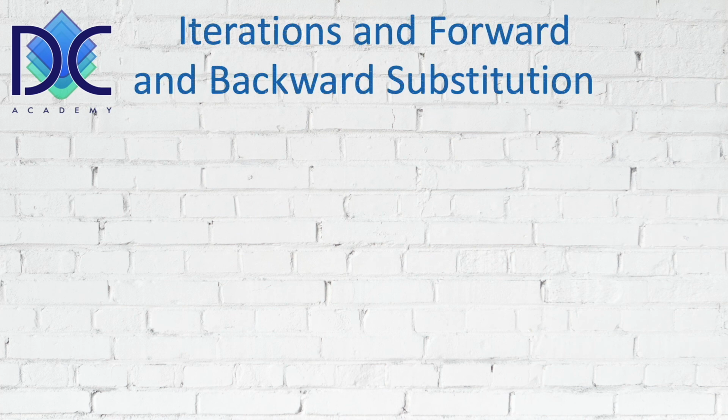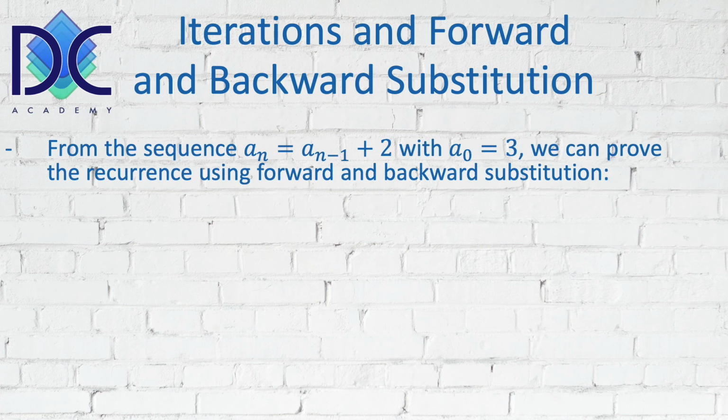Let's have a look at the iteration, if we can prove the iteration term, and we're going to use the method of the forward and backward substitution. Let's consider a simple sequence where a_n is a_(n-1) plus 2. Basically what I'm saying here is that the next term is equal to the previous term plus 2. And the initial condition is a0 is equal to 3.